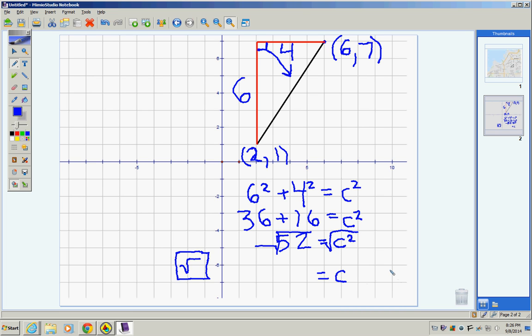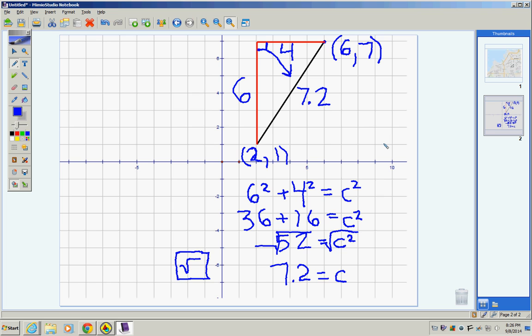Well, I do believe that 7 squared is 49. So it's going to be a little over 7. So I'll do this on my calculator, and I get about 7.2. So that means the length of this side up here is 7.2. And that's how you use the Pythagorean theorem to figure out the length of a side. All right? So any questions on that?